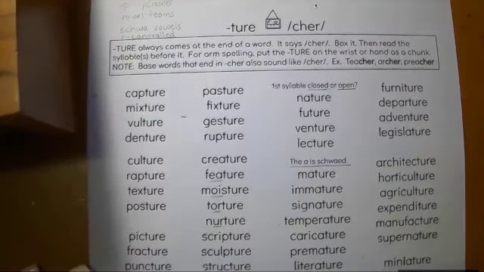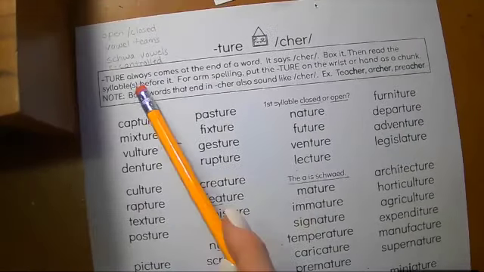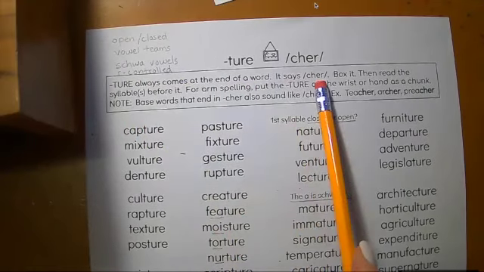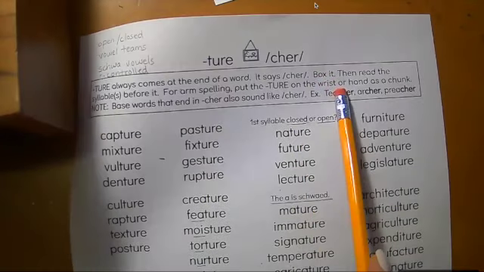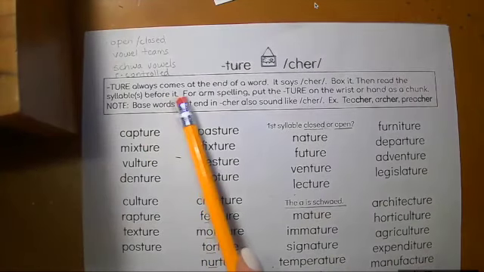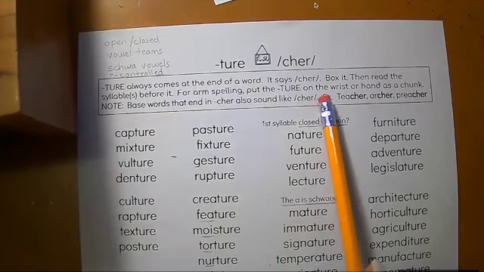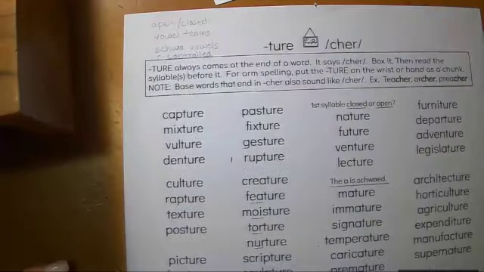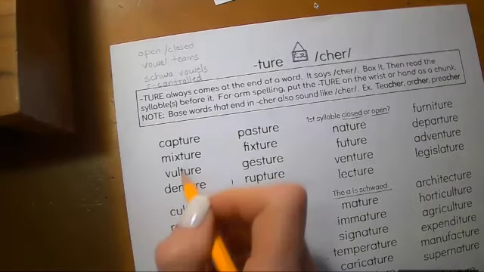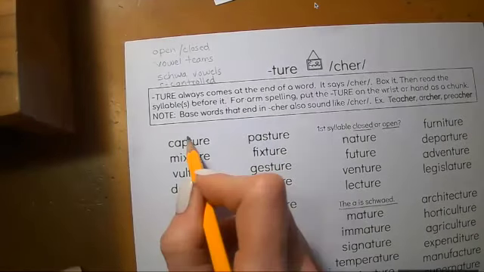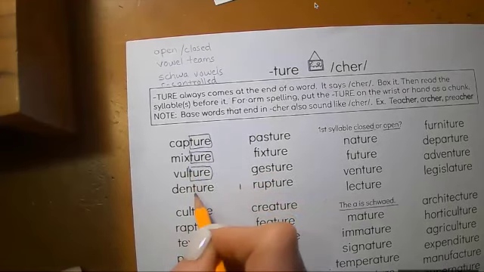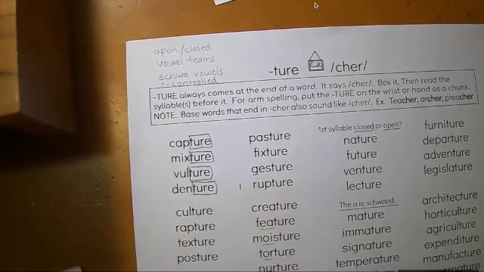Same thing when you go to do your lesson page. You've got your little teaching tip up here. TURE always comes at the end of a word. It says chur. Box it, then rules before it. For arm spelling, put chur on the wrist or hand as a chunk. Okay, so we're going to go and find all the churs and we're going to box them. TURE chur, TURE chur, TURE chur, TURE chur.